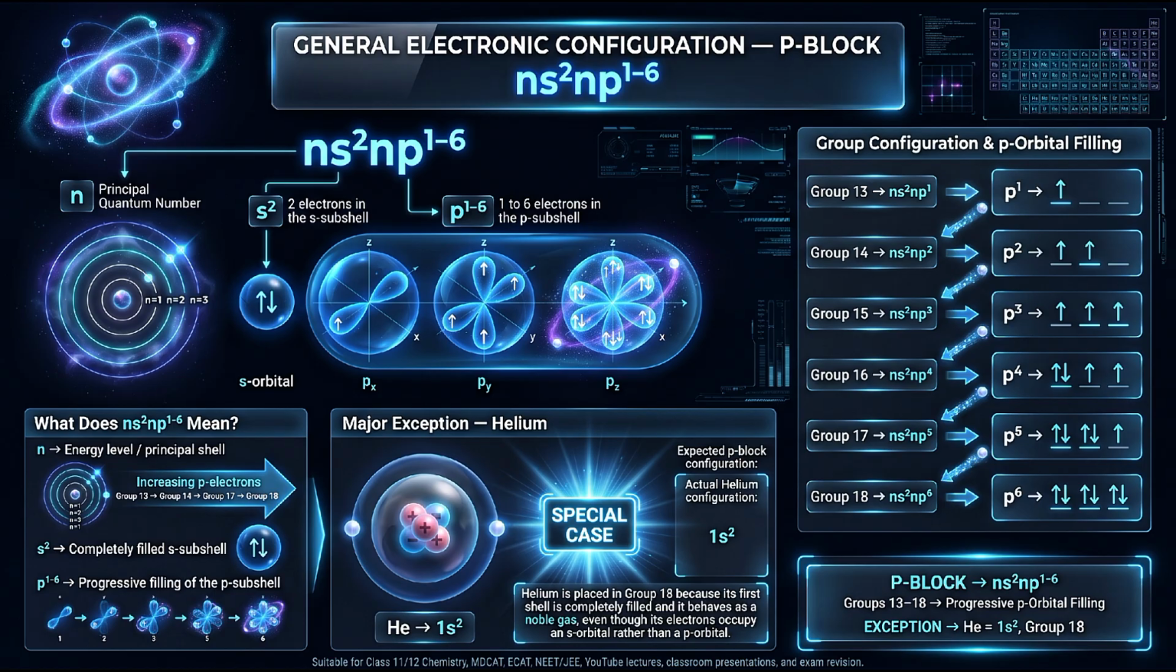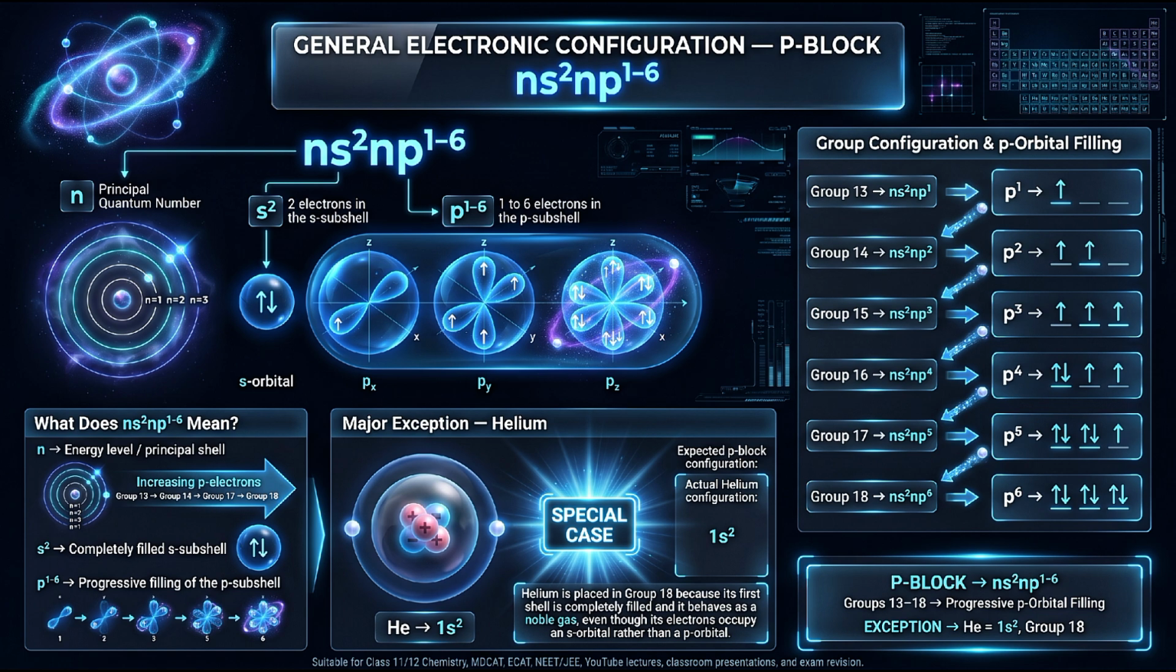The configuration ns²np¹ to ⁶ also helps us understand the number of valence electrons in p-block elements. Group 13 elements generally have 3 valence electrons, Group 14 elements have 4, Group 15 elements have 5, Group 16 elements have 6, Group 17 elements have 7, and Group 18 elements have 8, except helium, which has only 2 electrons in its first shell. Therefore, across the p-block, the total number of valence electrons generally increases from 3 to 8. This gradual increase in valence electrons is responsible for many periodic trends.